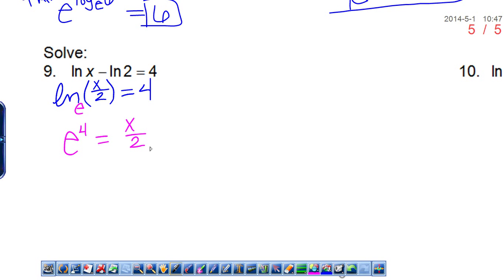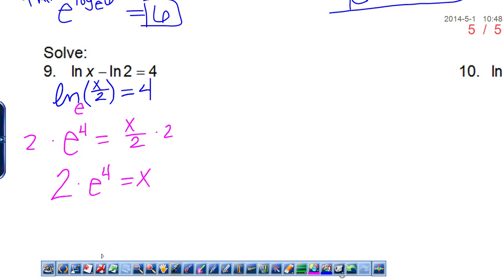To solve for x, what would I do? Multiply both sides by 2. So I would get 2 times e to the 4th is equal to x. Okay, on a non-calculator portion, this is your answer. Just like if I asked you for the area of a circle and left it in terms of pi, you'd give me 4 pi. On a calculator portion, we'll go ahead and evaluate, rounding to 3 decimal places.